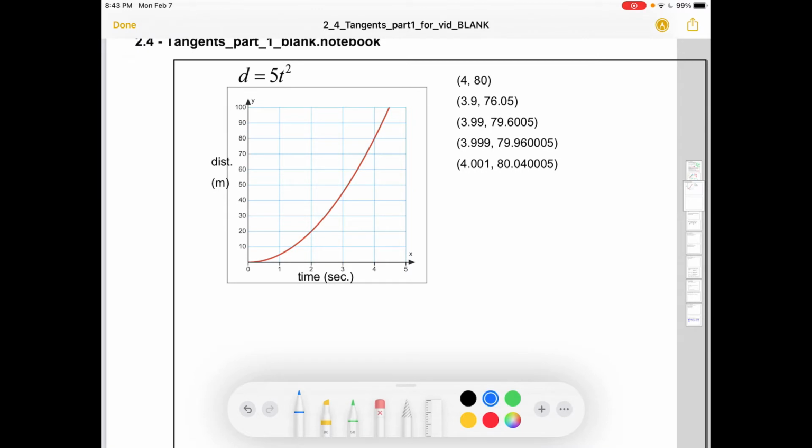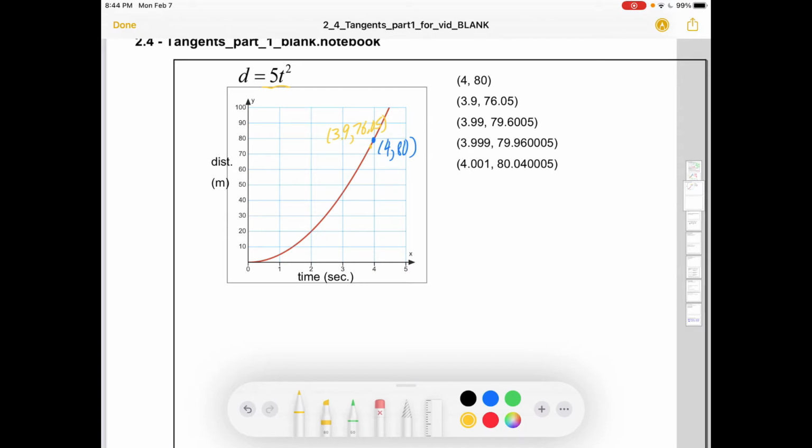So once again, we've got this point here of 480. That's the one where it actually hits the ground. And just before it, there's a point 3.9, 76.05. Just take my word for it. If you sub in 3.9 into this, you'll get 76.05.